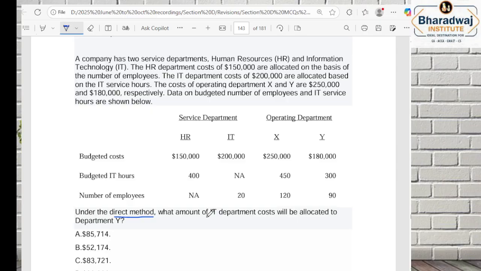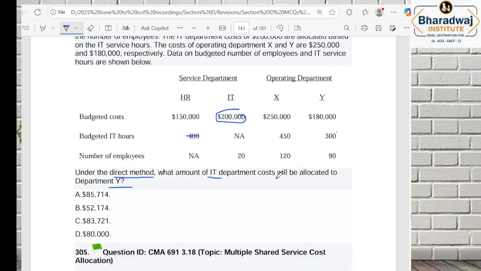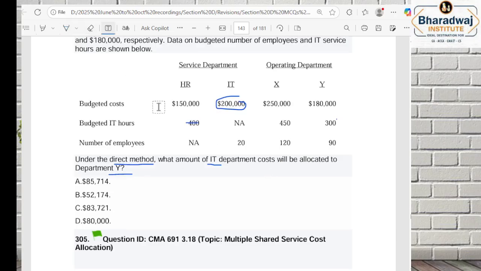Direct method. IT department cost to be allocated to department Y. We ignore HR. So IT department cost 2 lakhs into 300 by 750. Option B, sir. 2 lakhs into 300 by 750. How much do you get? 80,000.